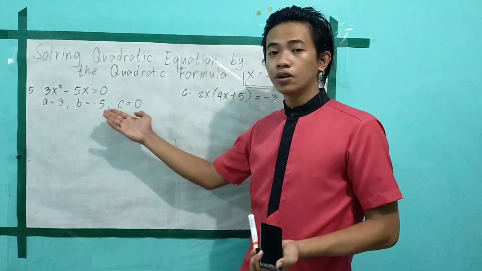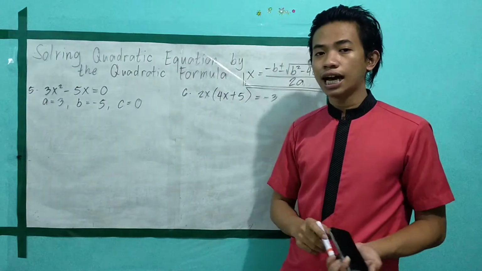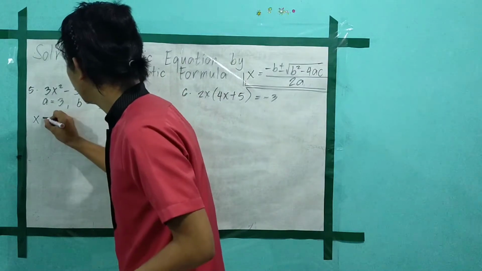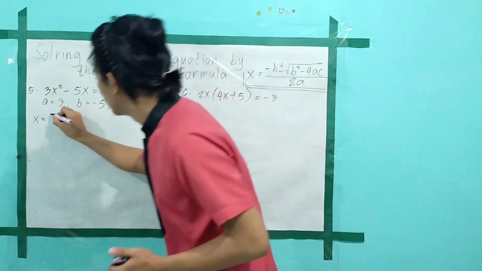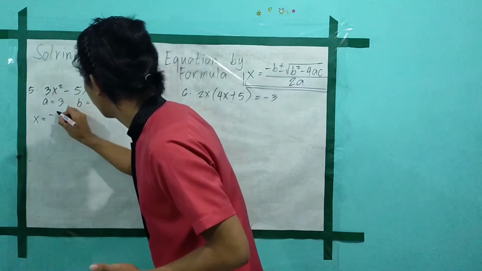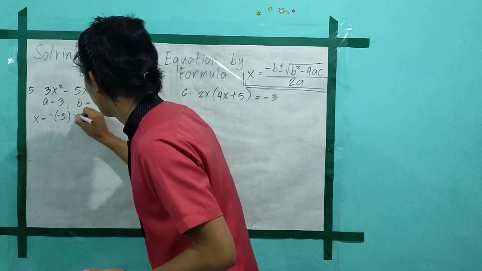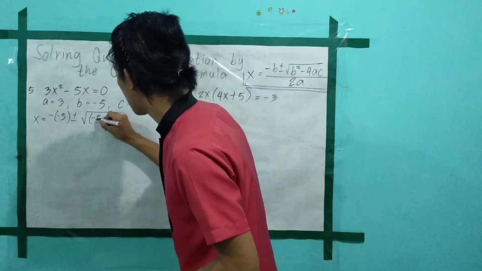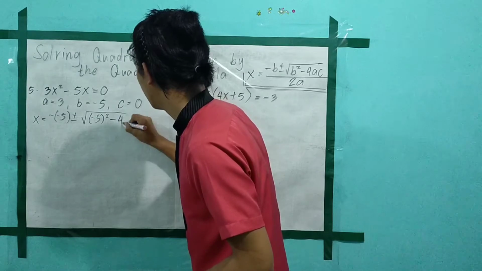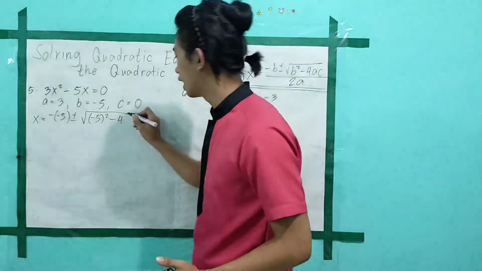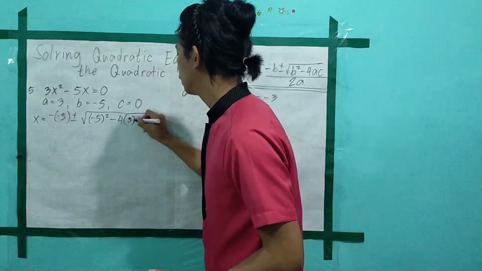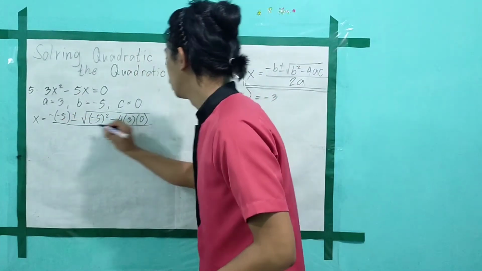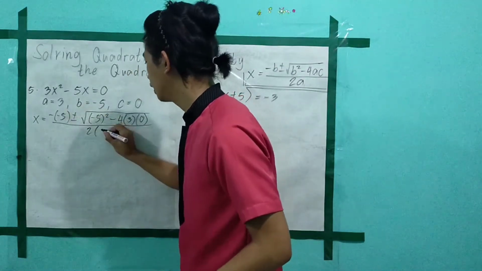Next, since nakuha na natin yung a, b, and c natin, substitute na natin siya sa ating formula. So our formula is negative b. Substitute natin. So, negative b, and b natin, we have negative 5. Plus, minus, square root of b squared, so negative 5 squared. Less 4AC. Ayan. So, our a is equal to 3, then c is equal to 0. All over 2 multiplied by, our a is 3.